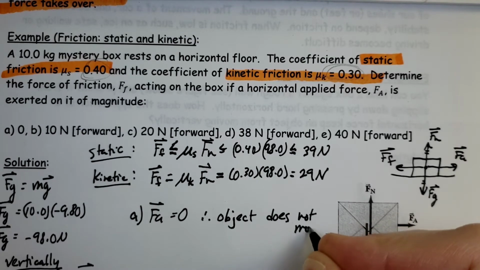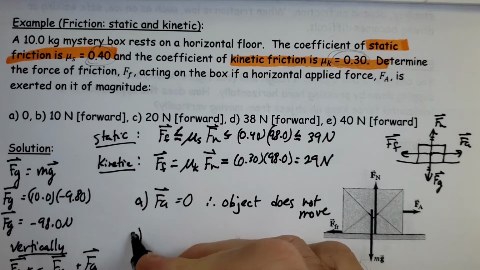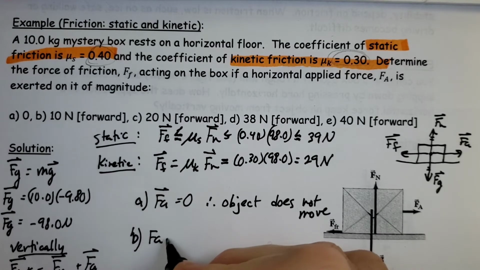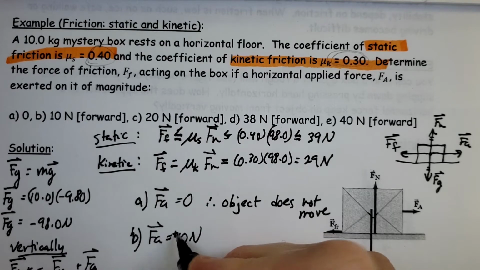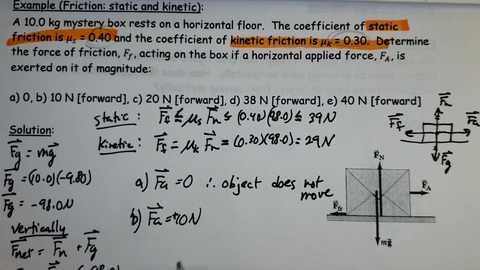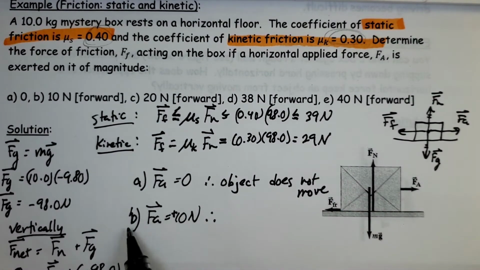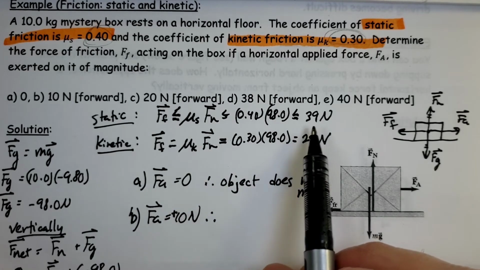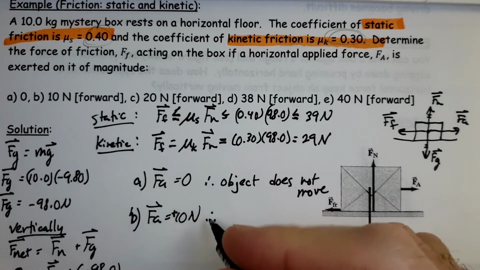It's kind of silly to do that one, but hey, that's what it's going to be. B, when FA is equal to 10 newtons forward, I'm going to put a plus in front of there, indicating that's moving positive to the right. Now, the thing isn't moving yet. I'm pushing with 10. Notice, I can have any value from 0 to 39.